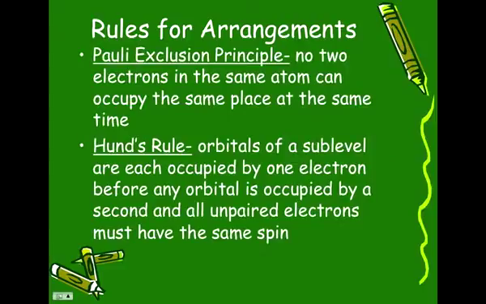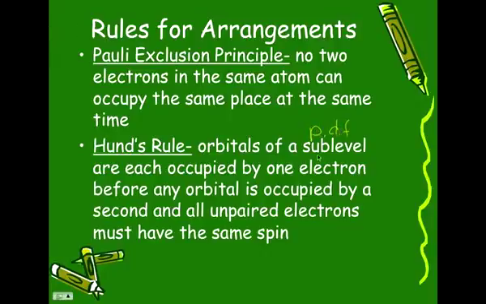Other 2 rules, you have the Pauli exclusion principle, which says you can't have 2 electrons in the same place at the same time. And you have Hund's rule that says when you have a sublevel that has multiple orbitals, so these are only sublevels P, D, and F. S doesn't apply with Hund's rule because there's only 1 orbital in an S sublevel. But you know, P's got 3 orbitals, D has 5, F has 7. Just review your notes from yesterday if you've forgotten that.